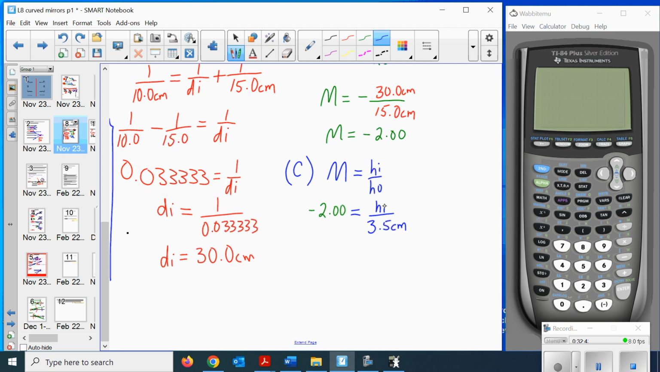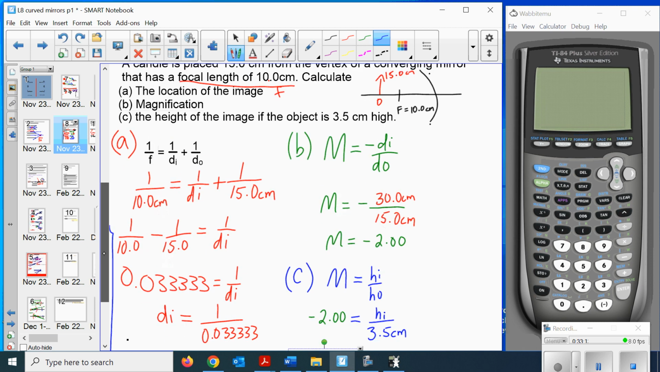Algebraically, to solve this, we multiply 3.5 to both sides. It cancels on the right-hand side. We've got 2 times 3.5. Okay, so we got 7. Now, I'm only keeping 2 digits on this because my 3.5 centimeters has only 2 digits.